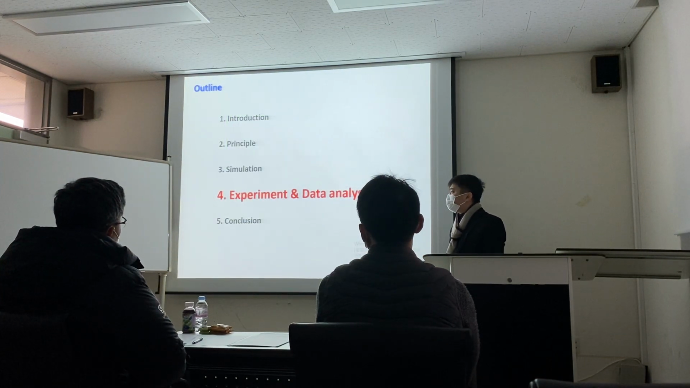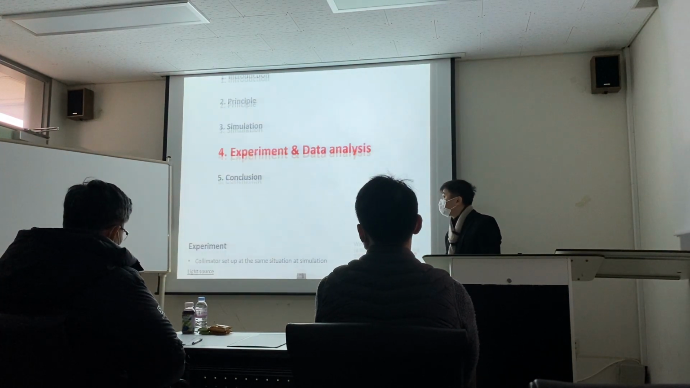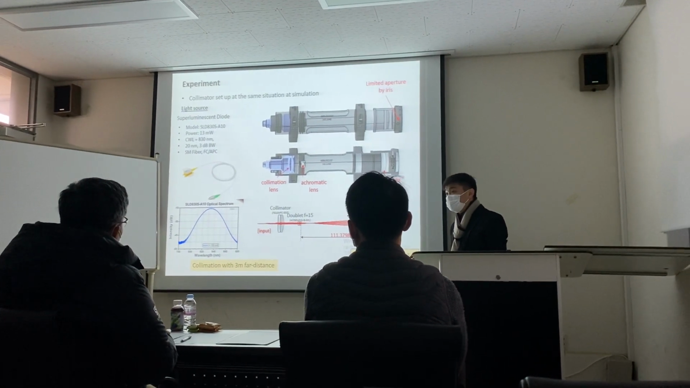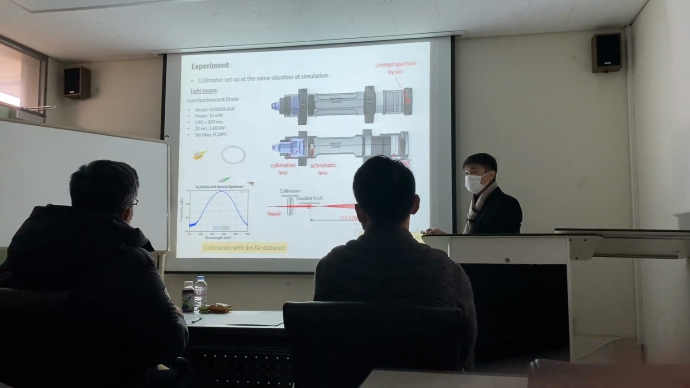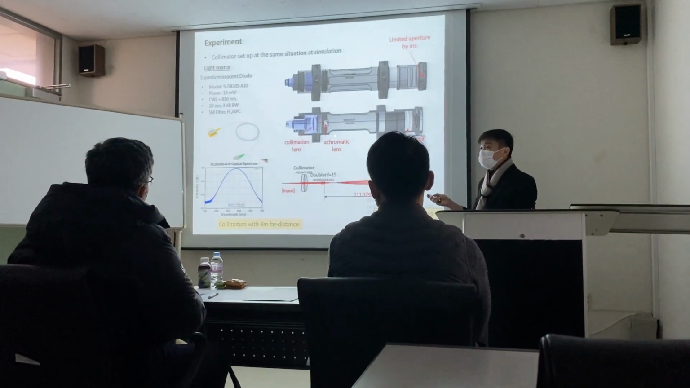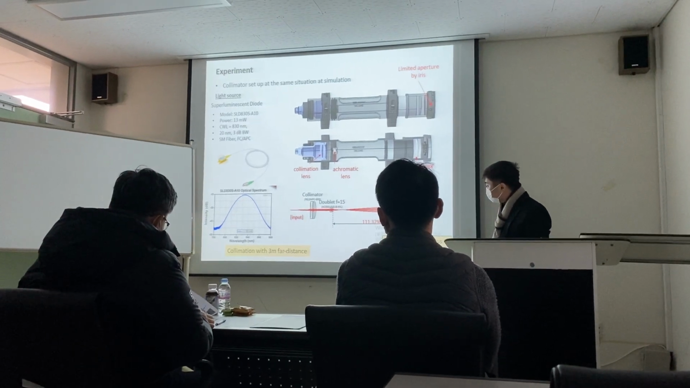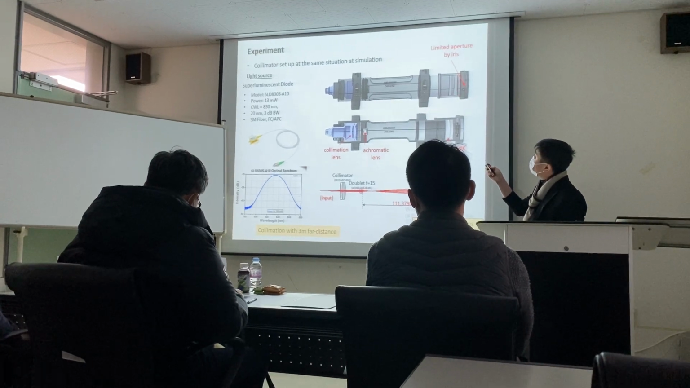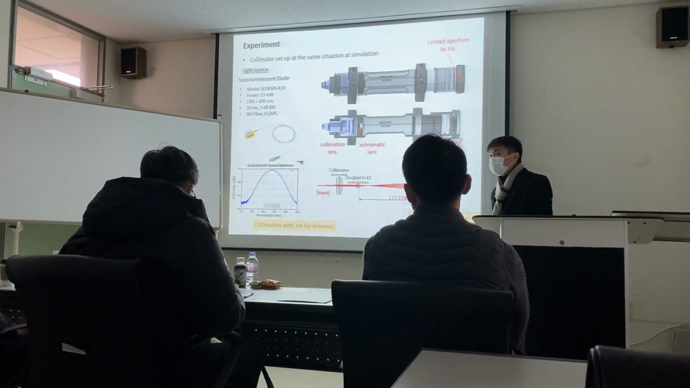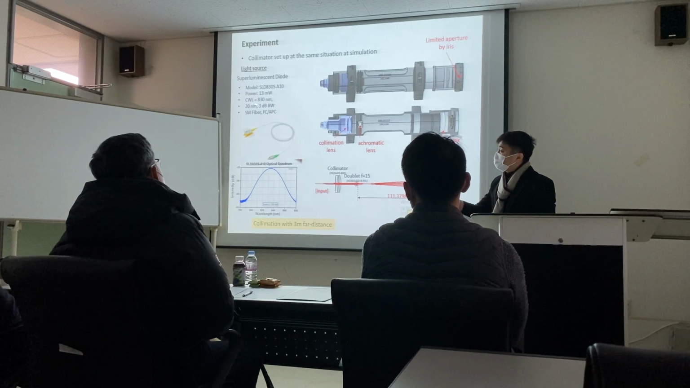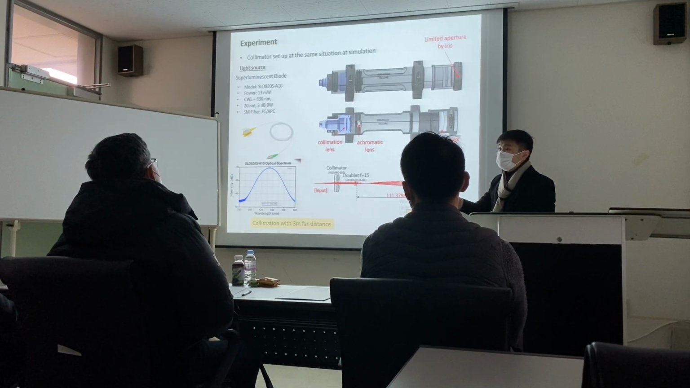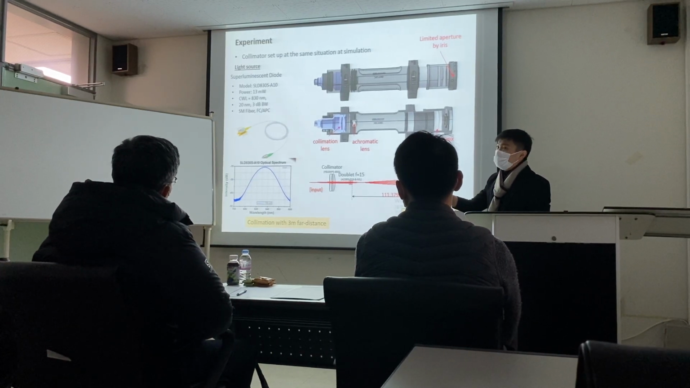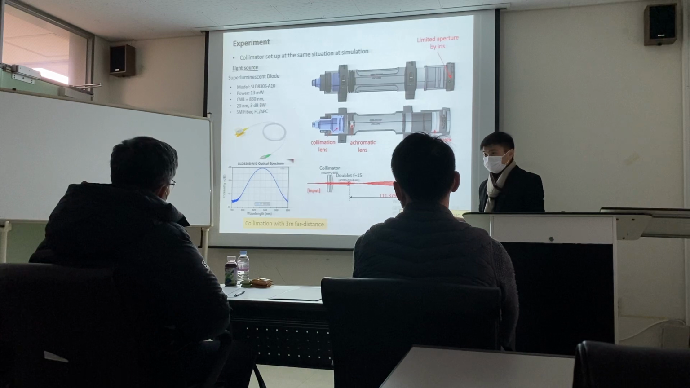In the next part, I will talk about the experiment and data analysis. As I described before about the collimator design, the key technique is the distance between the two lenses. We set up the mechanical design following that distance, and I limit the aperture to around a 5.4 radius, using an iris to limit it. Lastly, the system uses a center wavelength of 830 nanometers, with a full width at half maximum in the 20 nanometer range.